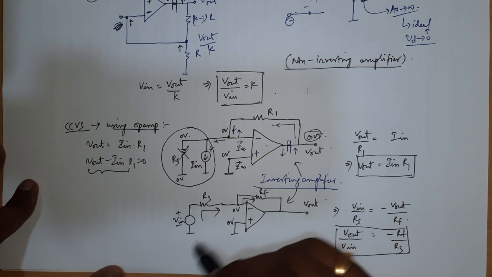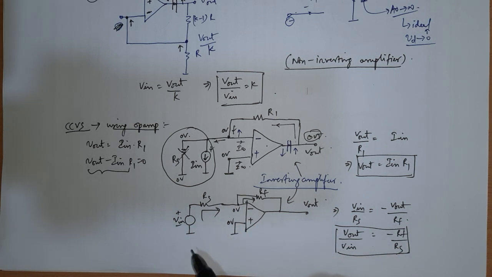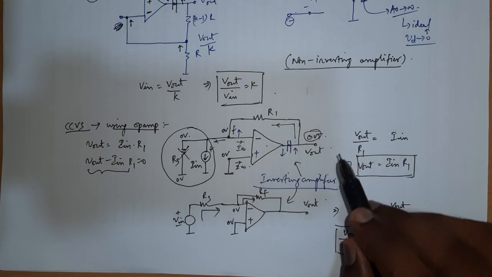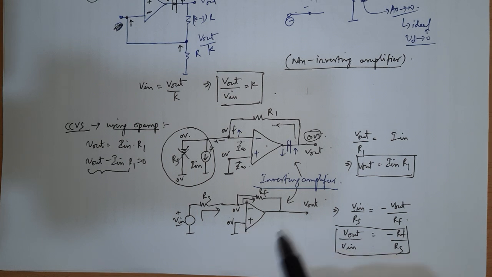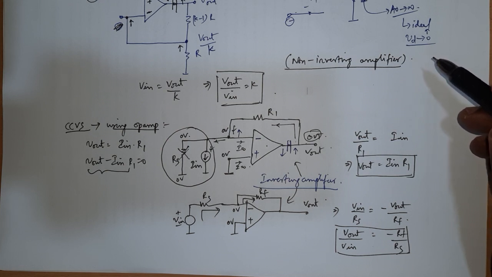This is the Thevenin equivalent of that particular current source and source resistance, and it has a gain of minus RF by RS, and it is inverted, and that's why it's an inverting amplifier. Again, the feedback is negative feedback, which is very important, and negative feedback is mandatory to establish the virtual short ideology, as in the case of MOSFETs. So this is all about building a voltage control voltage source and current control voltage source using op amp.